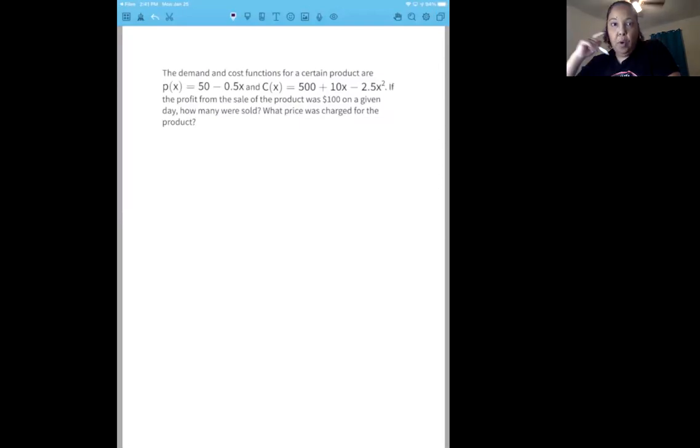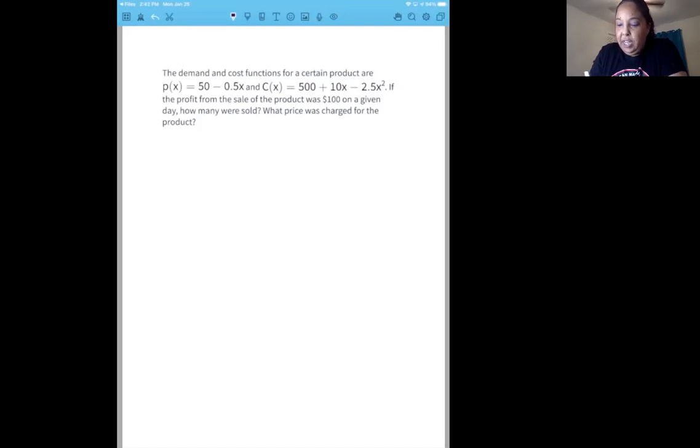So let's just reread the question real quick. The demand and cost functions for a certain product are P of X equals 50 minus 0.5x and C of X equals 500 plus 10x minus 2.5x squared. If the profit from the sale of the product was $100 on a given day, how many were sold? What price was charged for the product? So this is a very typical test question. So I wanted to make sure that we were absolutely clear on this question.